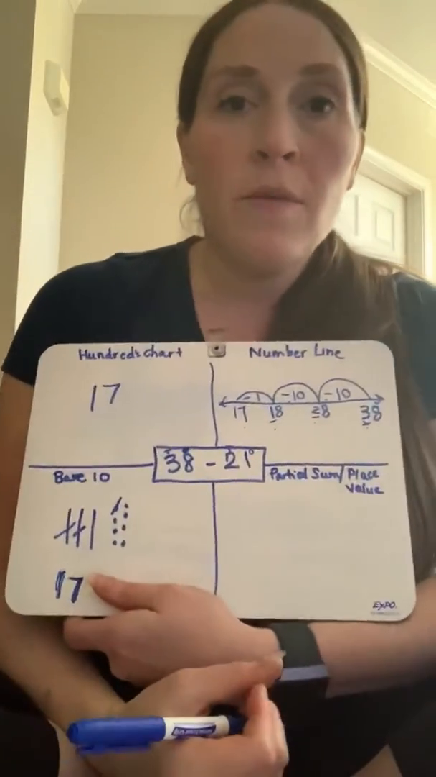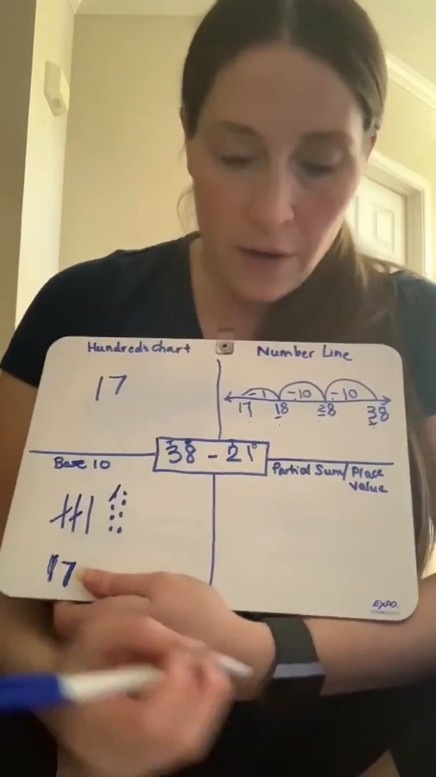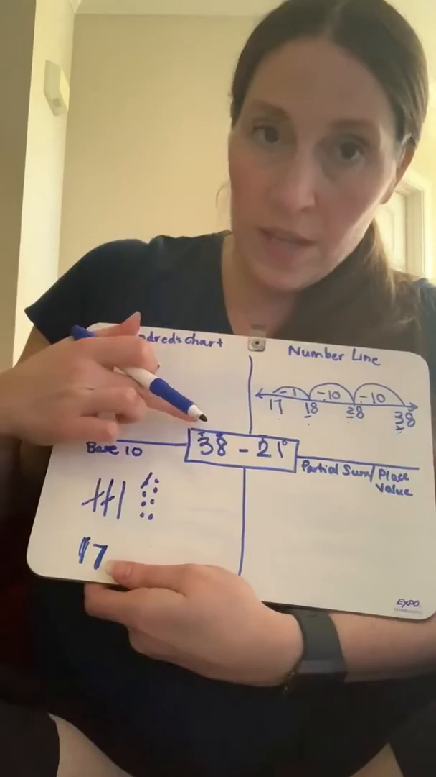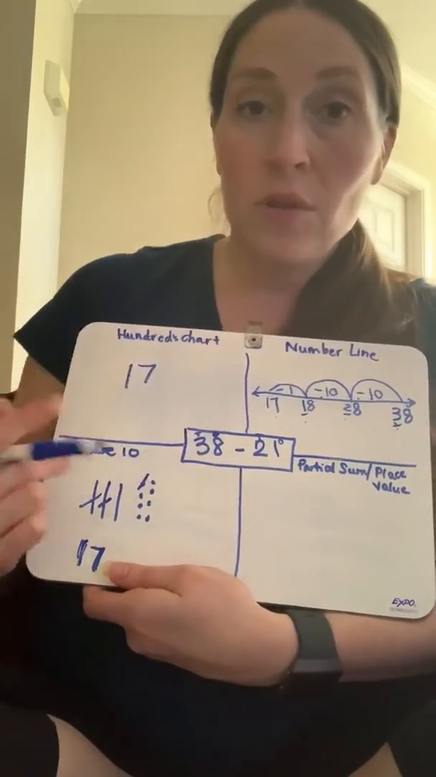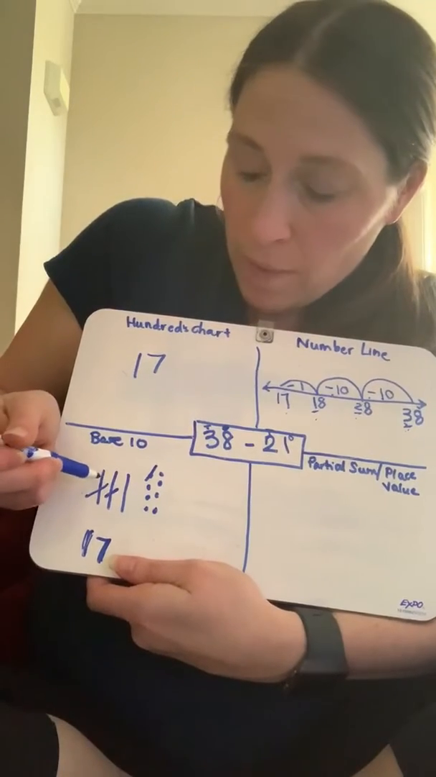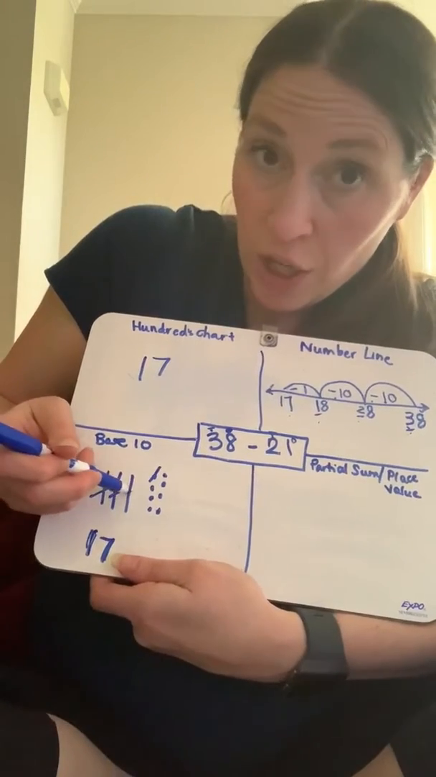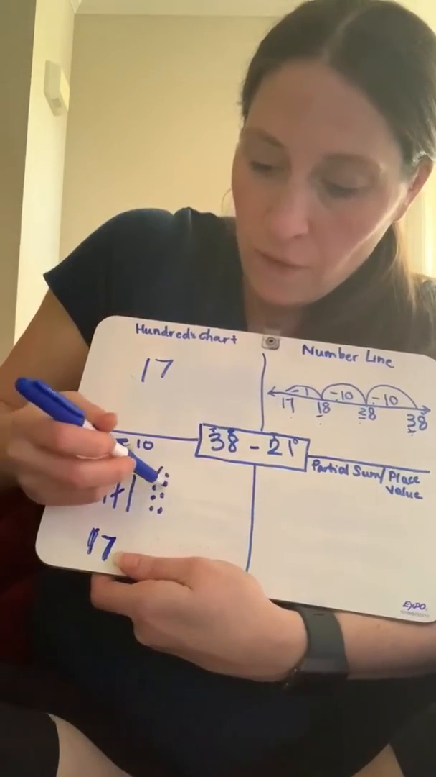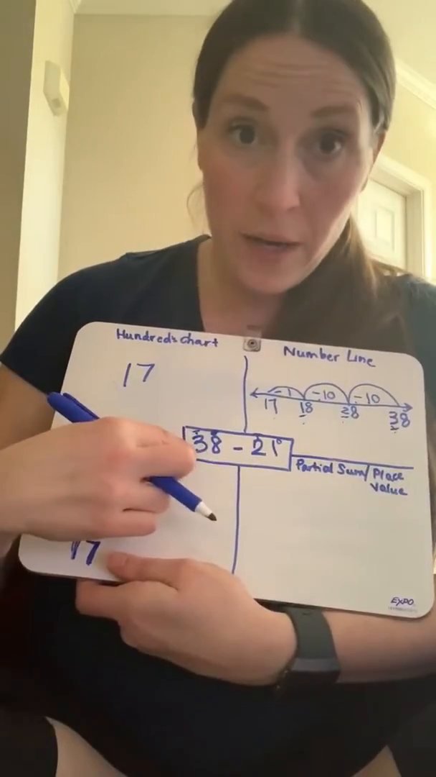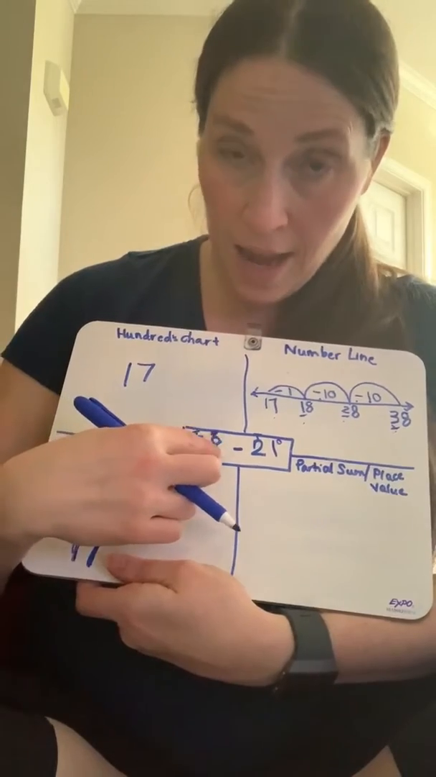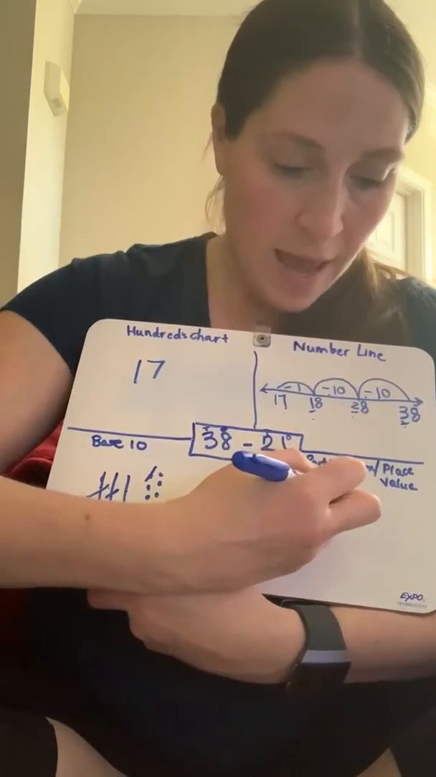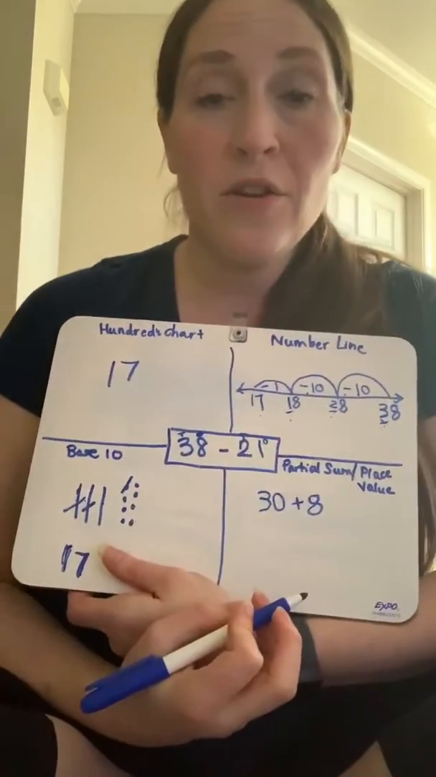So for partial sums, this looks pretty close to how we did it for addition. So when we say 38, we say 30 and 8. Those are the two numbers that make up 38. Or if you see it when we drew our base 10 blocks, you had 10, 20, 30, and then 1, 2, 3, 4, 5, 6, 7, 8. So when you're doing your partial sums, you break it apart like that. 30 and 8 is 38. So I would say 30 plus 8 is 38.